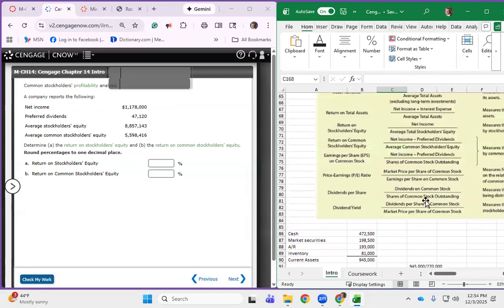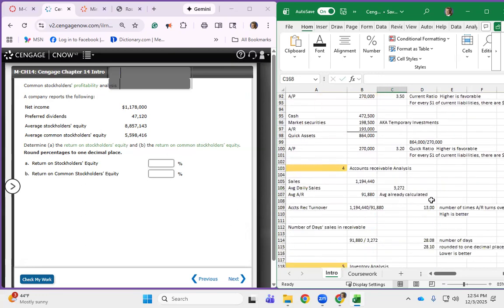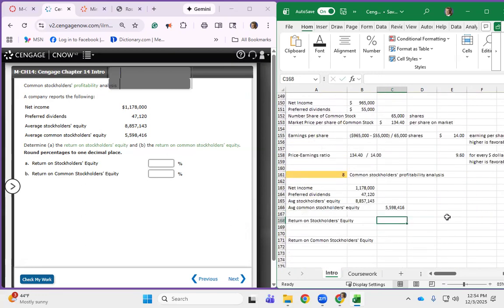This is a profitability measure. Return on stockholders' equity: you simply use net income and divide by average total stockholders' equity. But when they want it singled out down to just common stockholders' equity, you take net income and subtract preferred dividends and then divide by average common stockholders' equity. So that's why they gave us all those numbers. Okay, so let's go ahead and calculate.